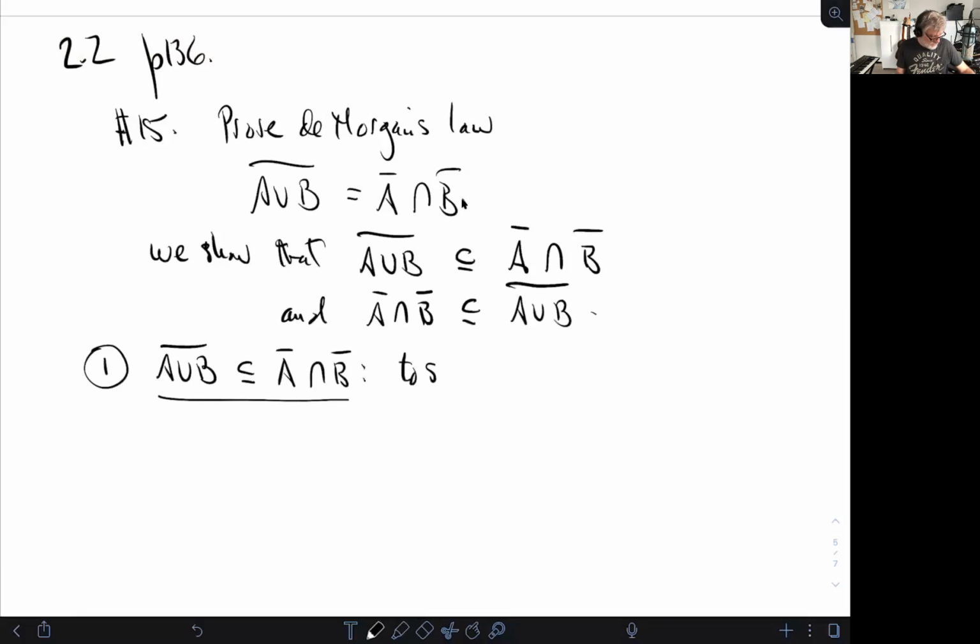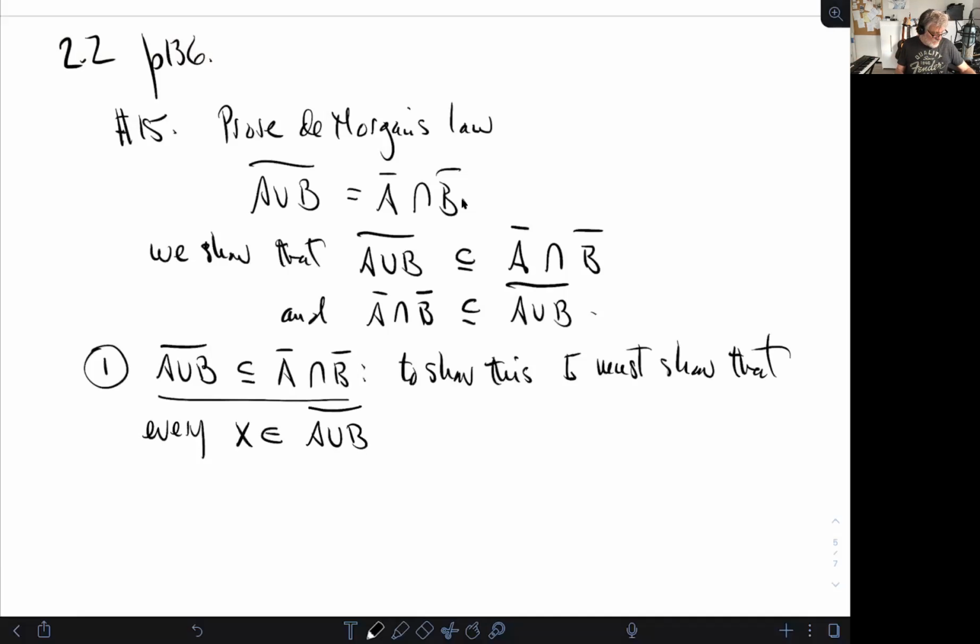Okay, so to show this, I must show that. So again, what does it mean? Subset means every element on the left is an element on the right. So I must show that every x which is in here satisfies, or x is in here. Okay, that's the definition of being a subset. So that's what I need to do.